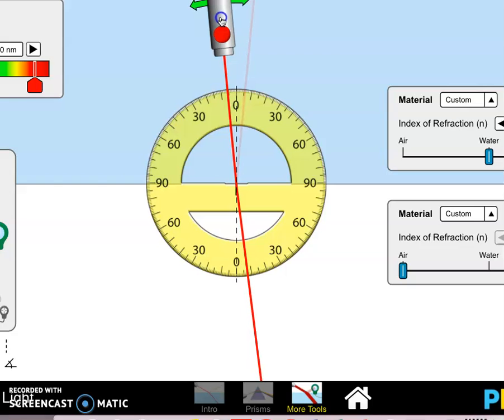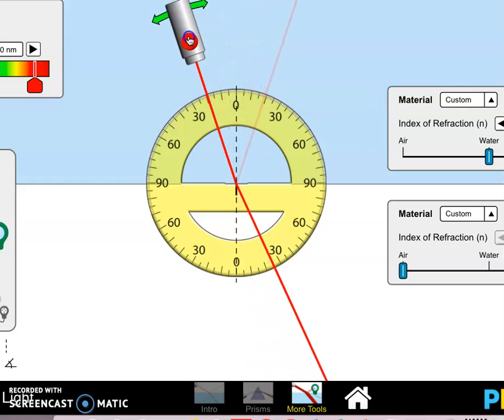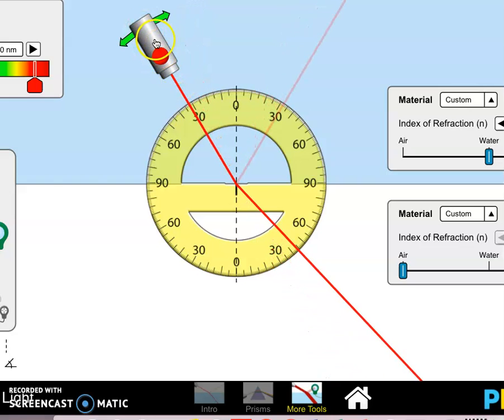And by increasing this angle, I see that the faster material has the fatter angle, but it's going to reach 90 degrees before my incoming incident laser does.